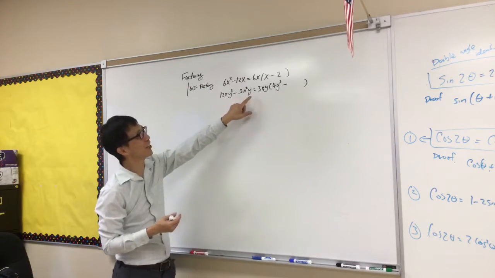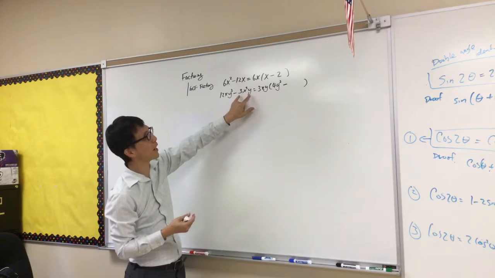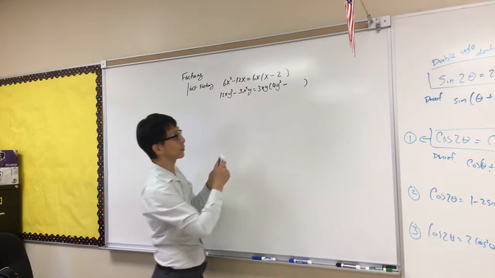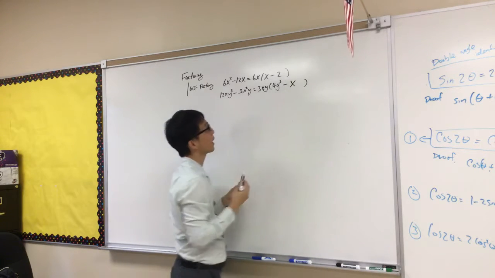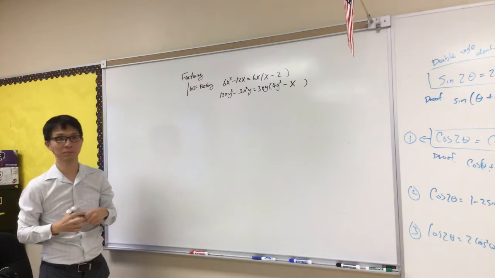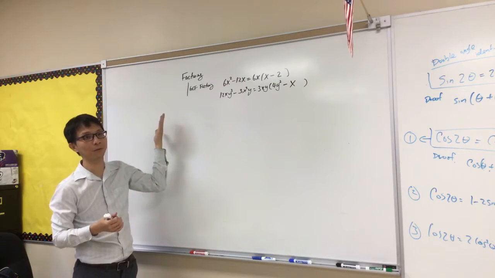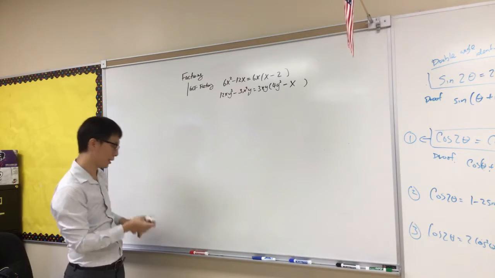Okay. So we take out 3xy. So what do we have left here? X. Just x, and that's it. That's your GCF factor. So GCF factoring is just factoring out the greatest common factor. Now, one more thing you need to know is this.